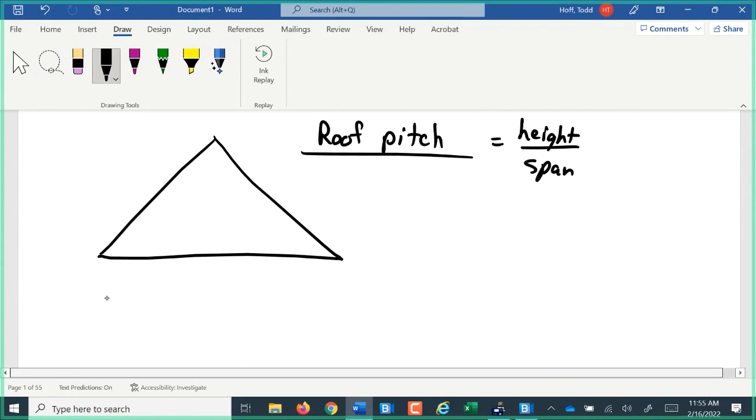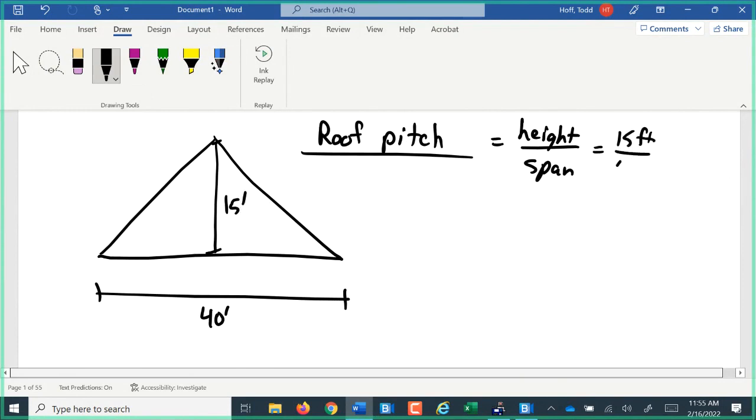So let's say we have a span here of 40 feet, a height of 15 feet. That pitch, 15 over 40 feet. Notice again, the units cancel out, feet divide out, and both of those can be reduced by 5 to give me a 3/8 pitch, or a 3 to 8 pitch.